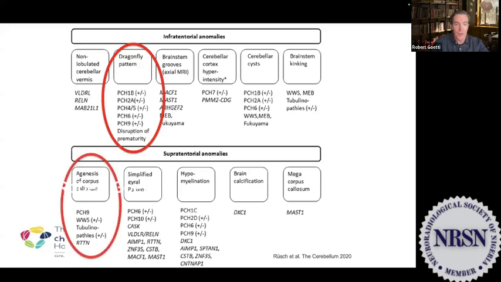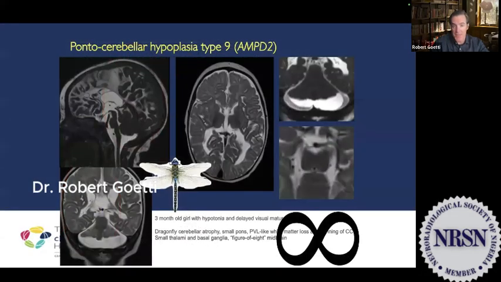Now, if we also see that the patient has agenesis of the corpus callosum, this actually narrows us down to PCH type 9, and this is exactly what this patient had. So this is a very characteristic appearance of PCH type 9, where you have the supratentorial PVL-like appearance, you have a dragonfly atrophy of the cerebellum, and you will often have this figure 8 midbrain as well.